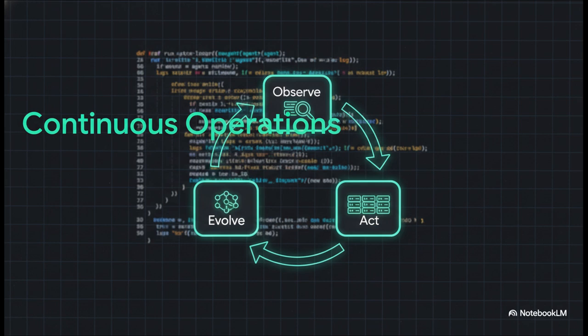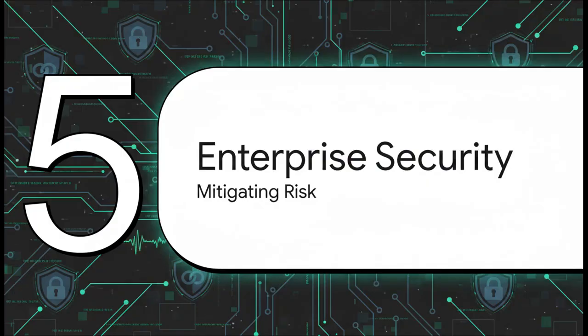Third, and honestly most importantly, evolve. When an agent fails in production, and trust me, it will, you extract that exact trace, add it to your golden dataset, and ensure your automated pipeline tests against that specific failure forever. And finally, Section 5, Mitigating Enterprise Security Risks.